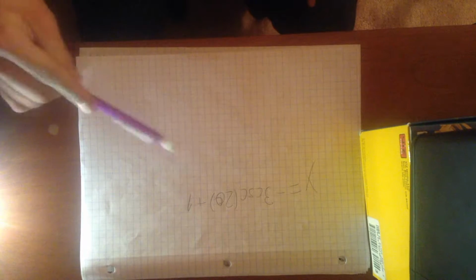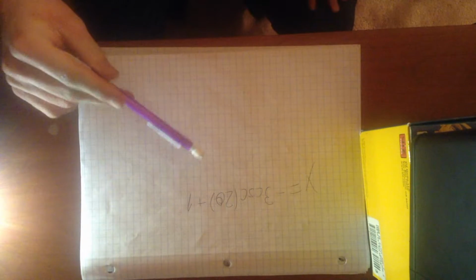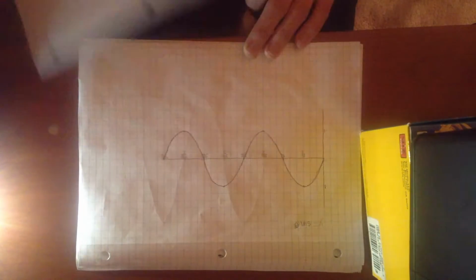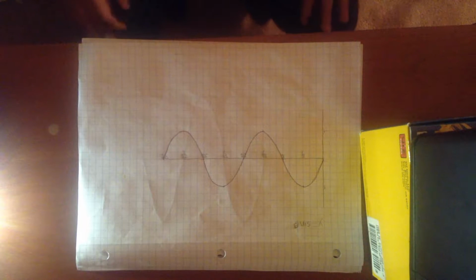Okay, so more specifically, I'm going to show you how to graph this graph: y equals negative 3 cosecant of 2 theta plus 1. So let's begin. We're going to take this step by step.